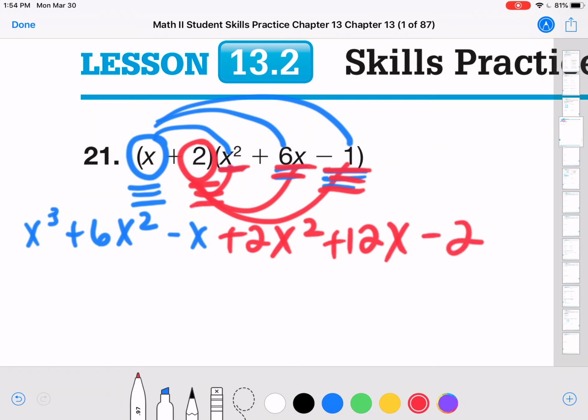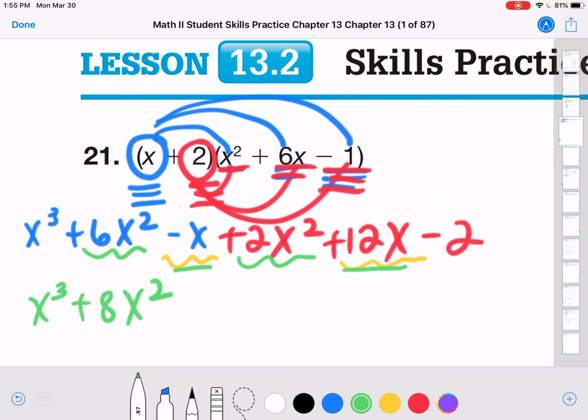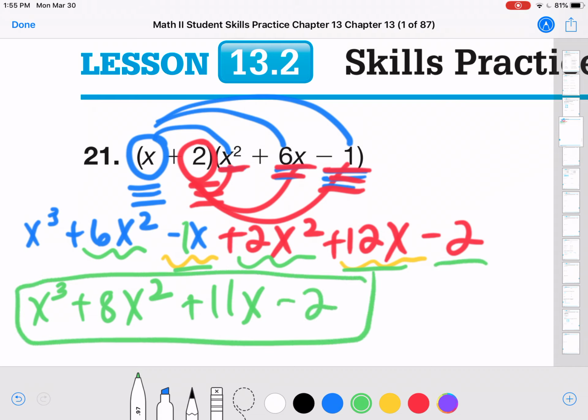There's a few things I can combine here. This is my only x cubed, so I'm just going to rewrite that over. But I have 2 x squared terms, and then I have 2 terms with an x, and then this negative 2 I'm also just going to bring down and rewrite. So I'm going to start with green. 6x squared plus 2x squared is going to be 8x squared. Then the yellow is going to give me 11x. You could think of this as negative 1x since there's no number there. And then bring down your minus 2. It's in standard form, so I'm going to box that and call that my answer.